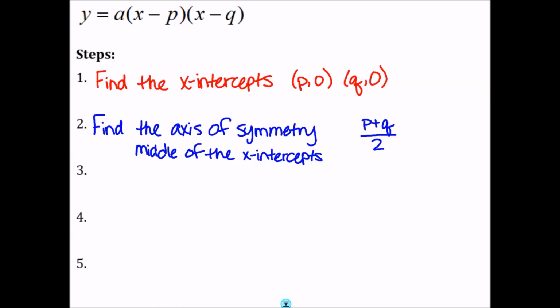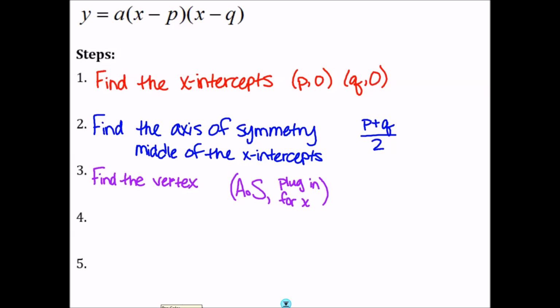The third step is to find the vertex. Now, just like with standard form, the axis of symmetry is going to be the x-coordinate of the vertex, and you need to plug that number in for x to find the y. So it's going to be the axis of symmetry, and then you plug the axis of symmetry in for x to get the y-coordinate.